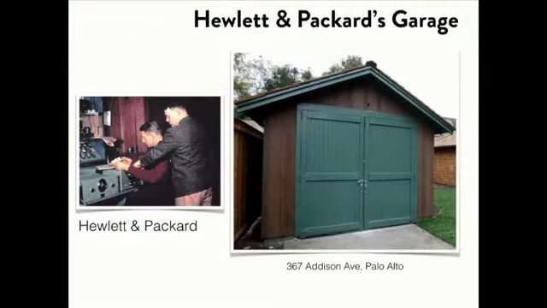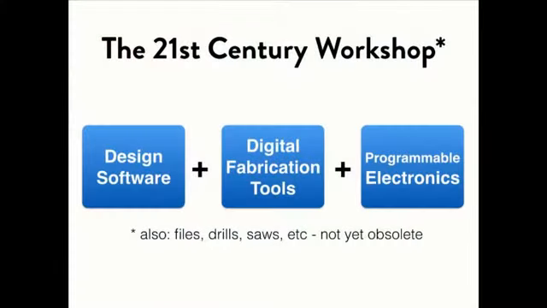And then, of course, skip forward, and you get to the famous Garage by Hewlett and Packard, right? And it was the emergence of vacuum tubes and transistors and integrated circuits that gave them the material to build instrumentation and later information appliances. So what do I think the core ingredients are of this 21st century workshop? Well, it's powerful design software combined with digital fabrication tools and combined with ubiquitous, basically free programmable electronics.